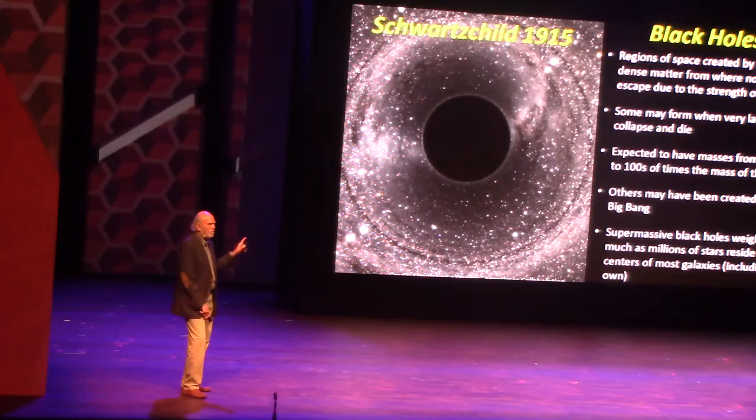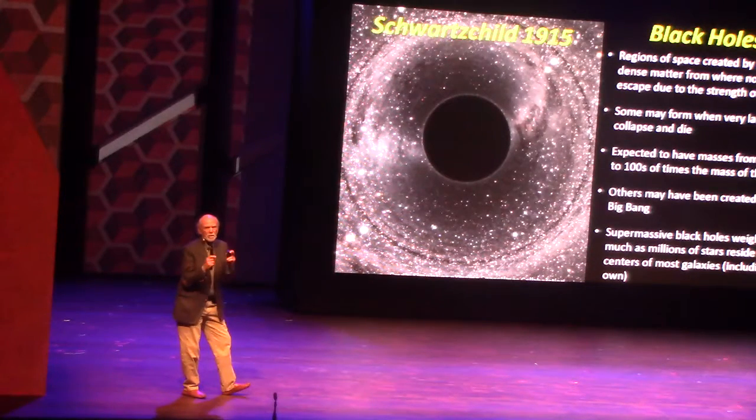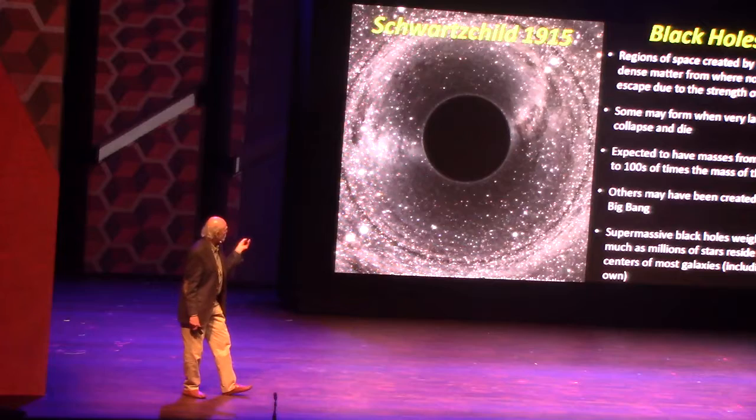A black hole, I'm not going to describe mathematically, it's a difficult mathematical concept. But conceptually, it is a region of space that has so much gravity that nothing can get out. Not even light, because light bends, remember. So everything is trapped, therefore it's black. So this is a black hole.